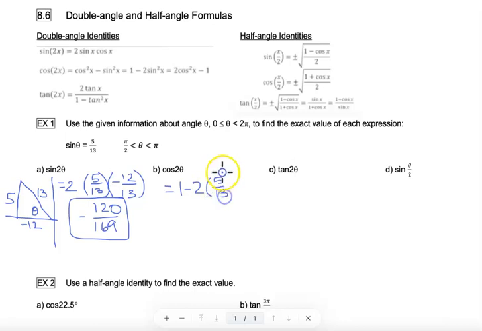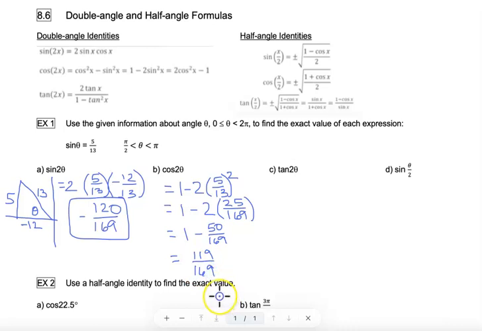So that means we do this. And when I square 5 over 13, that gives me 25 over 169. Multiplied times 2 then is 50 over 169. And so, of course, 1 is 169 over 169. So when I take 169 minus 50, I get 119 over 169.